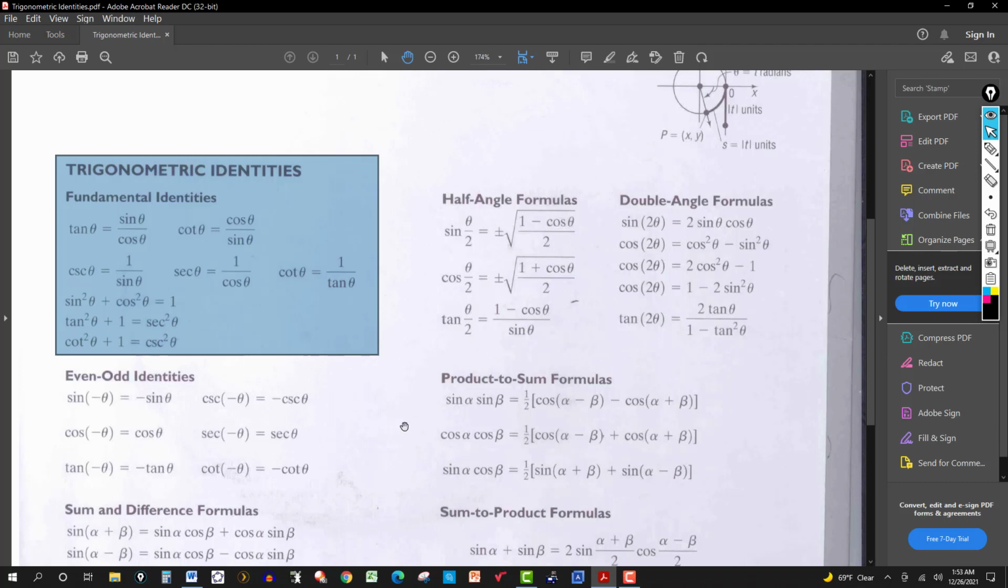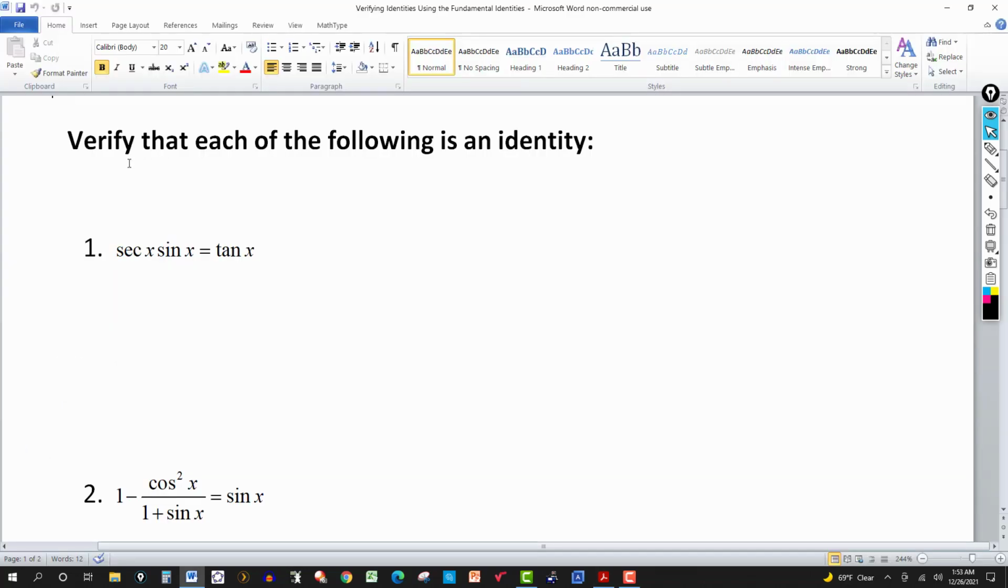There are quite a few identities that you're going to learn and work with during the course, but you start off with these basic ones, and then from these basic ones you verify other identities, you establish other identities. So that's going to be the focus of this first video on verifying trig identities. You'll see something like, verify the following is an identity. It might say establish the given identity. It might say prove that the following is an identity. So here I'm just saying verify that each of the following is an identity.